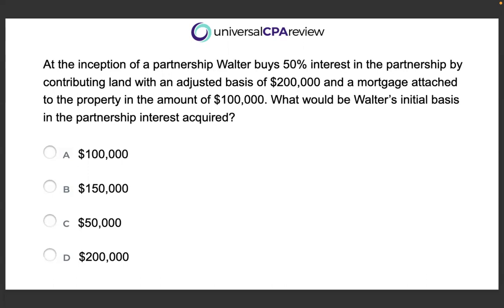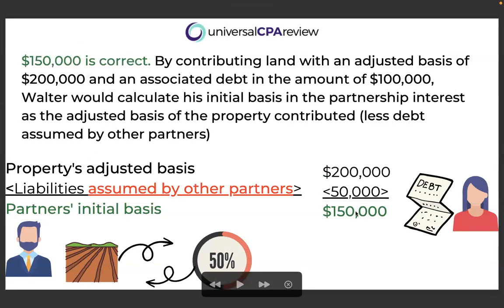Okay, so you're going to take the book value minus debt assumed by other partners. So 200,000 is our book value. Doesn't say anything about the fair value, but we don't care. Minus 50% of the 100,000. So 200,000 minus 50,000 is going to give us 150,000. Why minus 50,000? Because Walter acquired 50%. So the other 50%, let's say, is owned by Sarah over here. She's on the hook for the 50% of the debt. So that's going to impact Walter's basis. 200,000 minus 50,000 gives Walter an initial basis of $150,000. All right. And that is all she wrote.